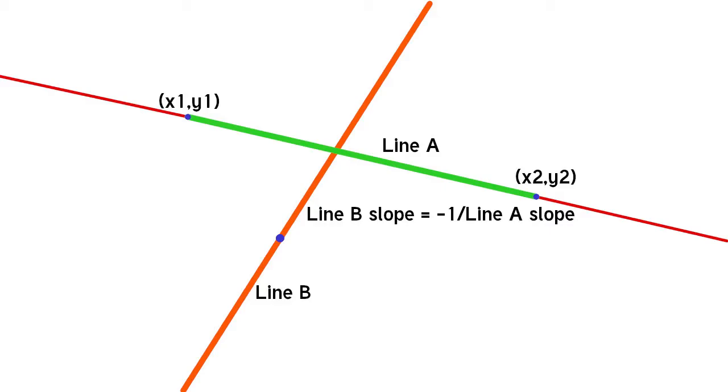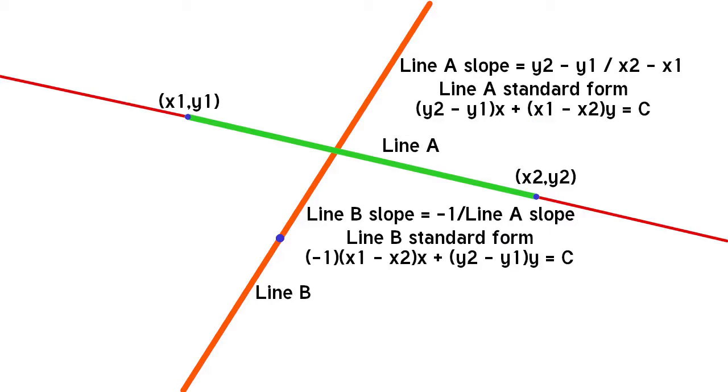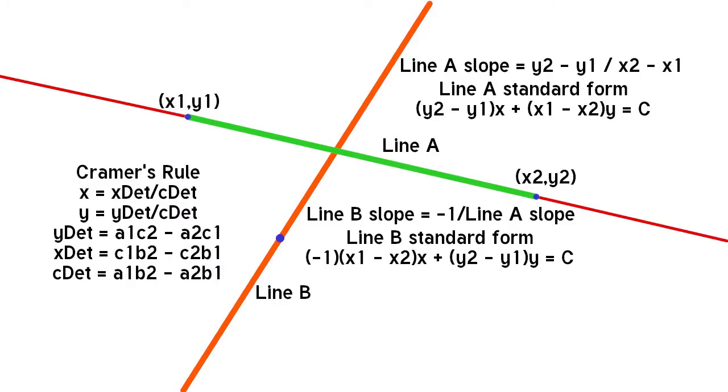Now, we can solve for the slope of line B because it's perpendicular to line A and we know 2 points in line A. Thus, we can get the slope of line A. After that, we can make a standard form equation of line B by using its slope, then use Cramer's rule to check if two lines intersect and get the intersection point. I already explained this in my line intersection tutorial. Go watch it before watching this tutorial.